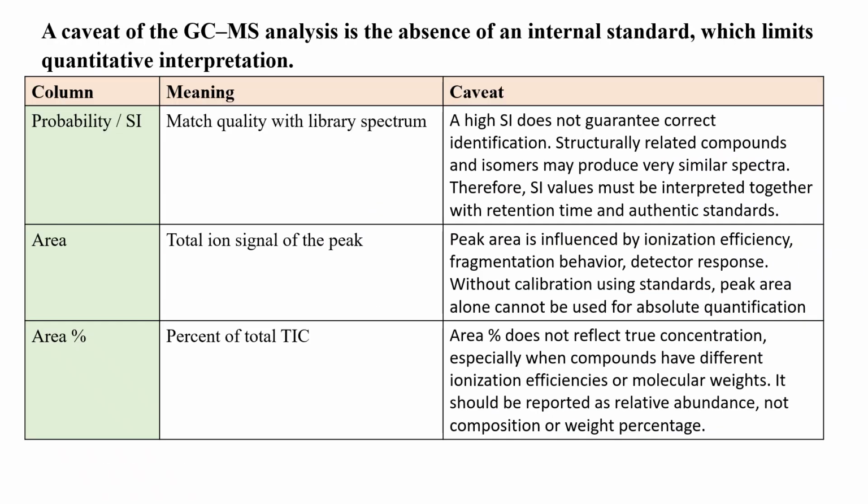The results of the columns have certain limitations. So we are going to discuss that. First of all, I'll tell you the meaning of caveat. The caveat of the GCMS analysis is the absence of an internal standard, which limits the interpretation. So columns, for example, probability and similarity index, mean match quality with library spectrum. Now, what is the caveat or the limitation in the interpretation?